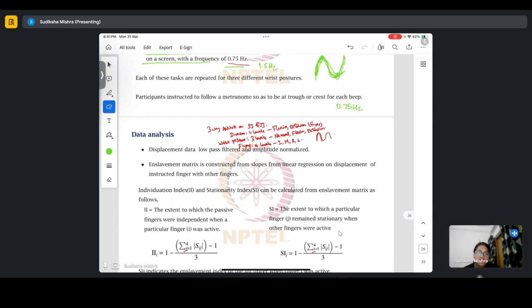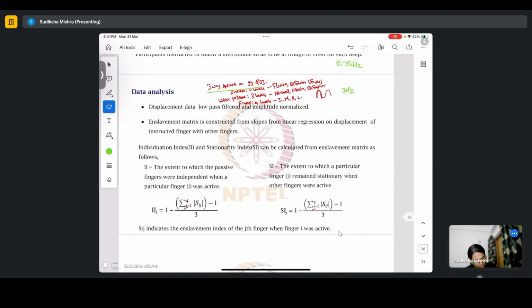Now the displacement data was collected and passed through a low pass filter, which was a 3 hertz filter, and then the amplitude was normalized and the enslavement matrix was constructed from the slopes from the linear regression on the displacement of instructed fingers with the other fingers. The data was analyzed using a three-way ANOVA.